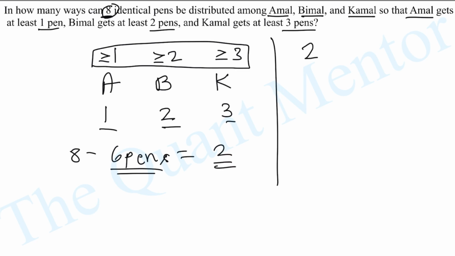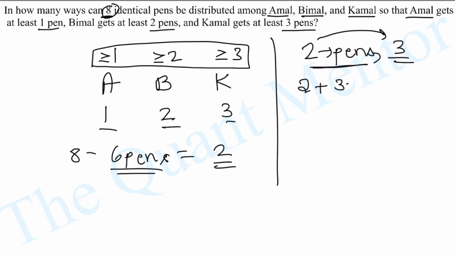Now I have 2 identical pens and I need to divide those 2 pens between 3 people, right? So it's like distributing 2 identical objects into 3 distinct groups. The number of ways will be (2 plus 3 minus 1) C (3 minus 1). It's a very typical concept of partitioning. If there are n identical objects to be divided into R groups, the number of ways is (n plus R minus 1) C (R minus 1).